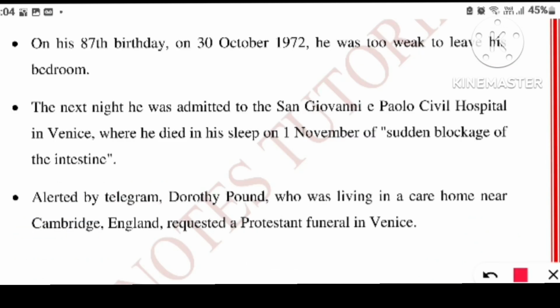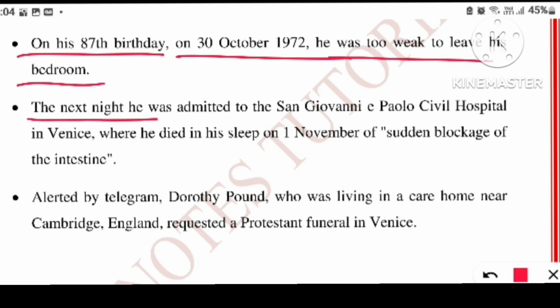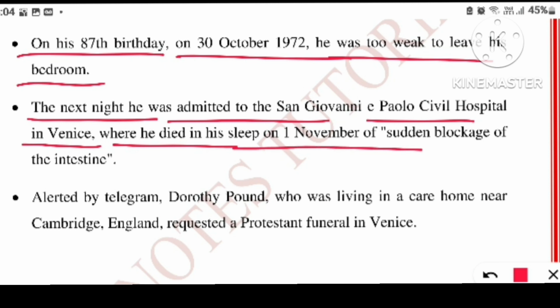Highlighter says, on his 87th birthday on 30th October 1972, he was too weak to leave his bedroom. The next night, he was admitted to the San Giovanni e Paolo Civil Hospital in Venice, where he died in his sleep on 1st November of sudden blockage of the intestine. So it shows that Ezra Pound lived in Italy for a number of years, and this was fruitful compared to France.